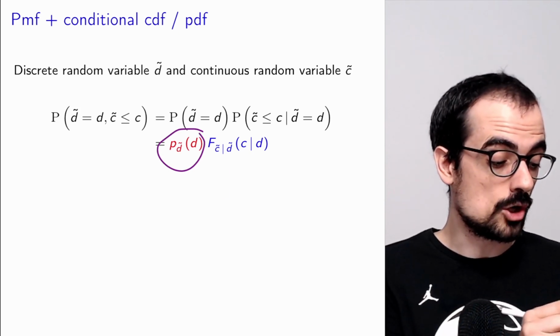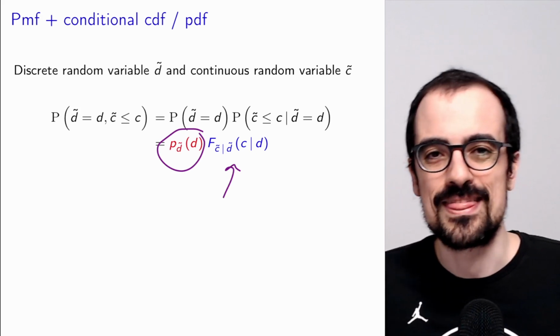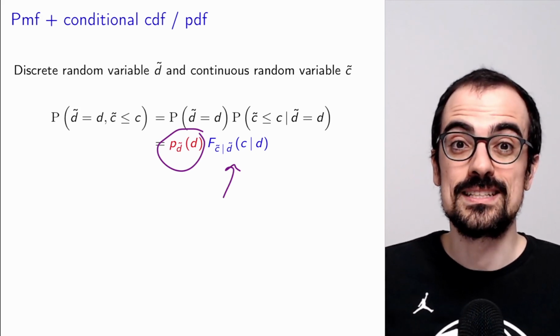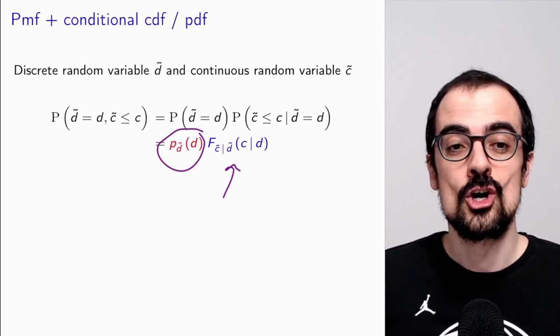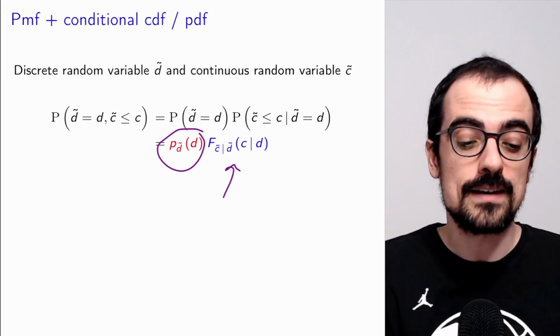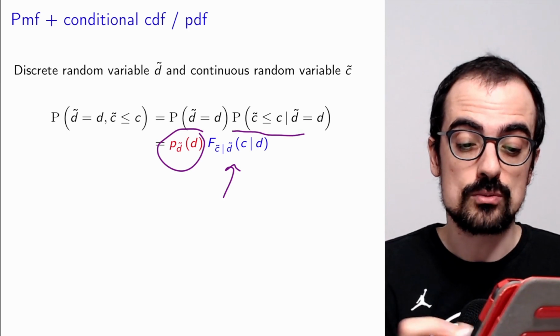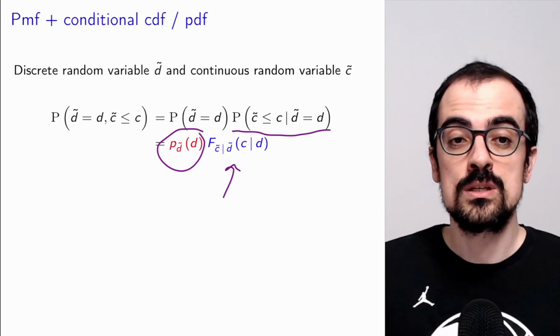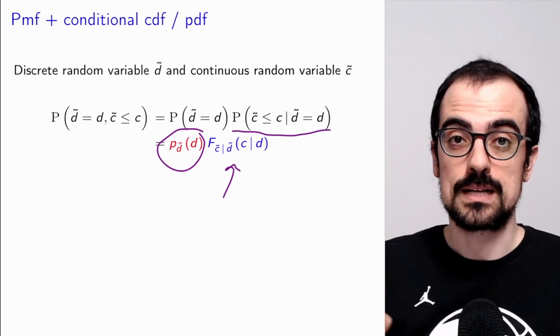Here we have an interesting object arise, which is the conditional CDF of the continuous random variable given the discrete random variable, which is well defined, right? It's just the probability that the continuous random variable is smaller or equal to a value, given that the discrete random variable has a certain other value.